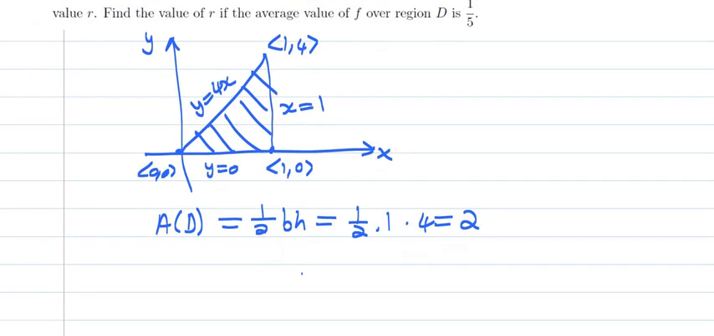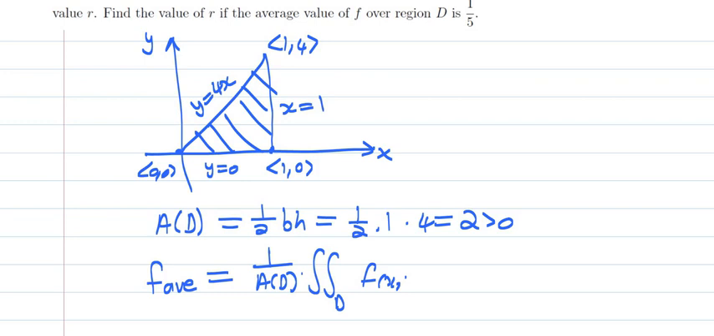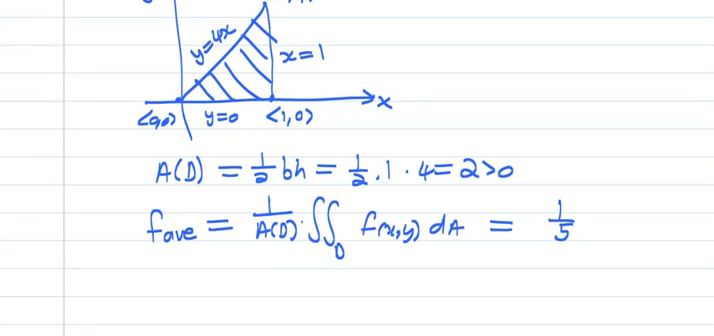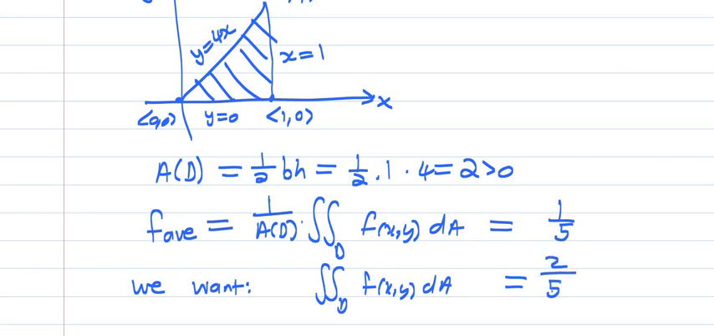Now, we saw in chapter 5 that f average is 1 over the area of D times the double integral over region D of f dA, and we want the average to be 1 over 5. Remember, we just worked out that the area is 2, so let me say that again: we want the double integral of f over region D to be 2 over 5.